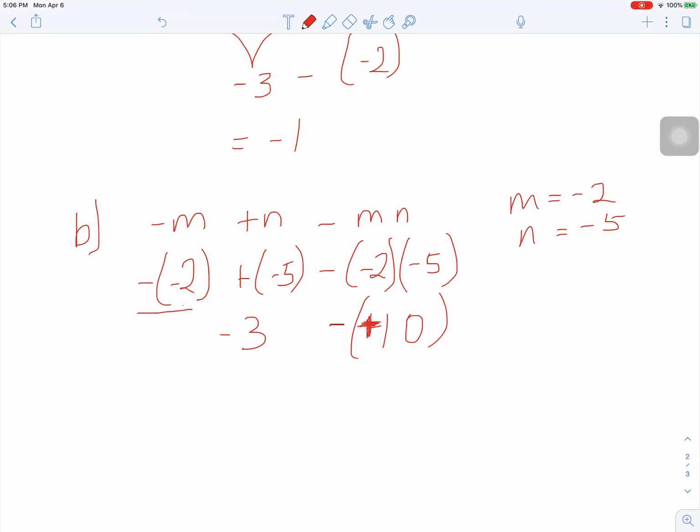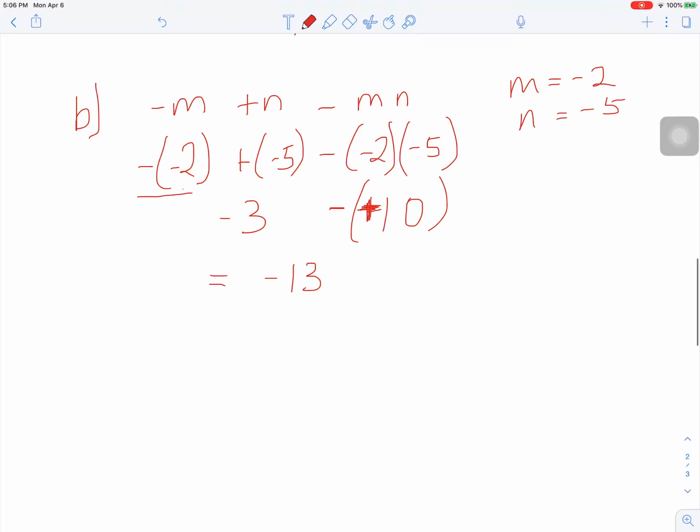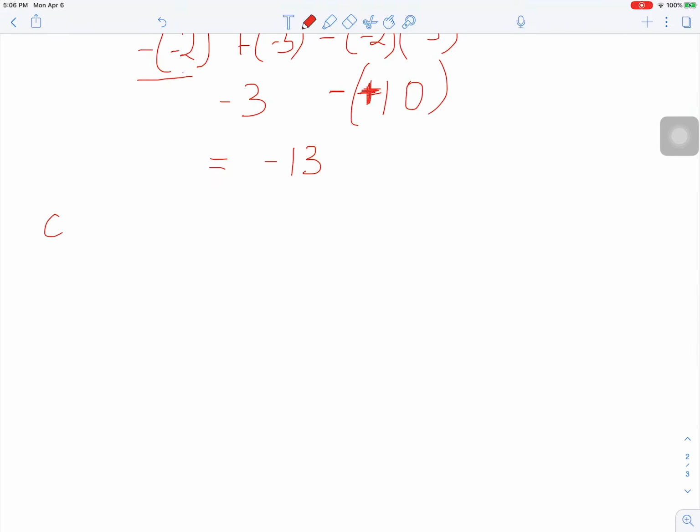-3 subtract +10 is going to get you an answer of -13, right? You're at -3 on the number line. You're going 10 down. It puts you to -13. All right, let's go to C.